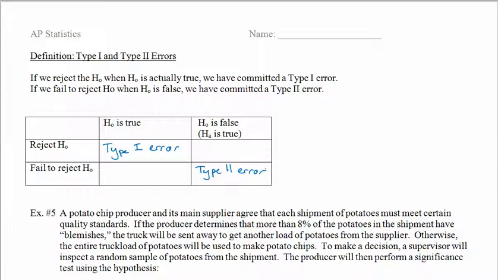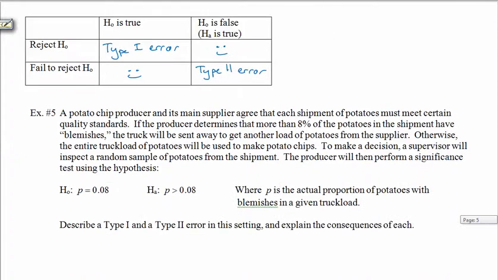And for the other two things, for now, we're just going to put smiley faces, because that's where we would expect that if H0 is false, we would hope to be able to reject it. If it was true, we don't want to reject it. We want to fail to reject it.